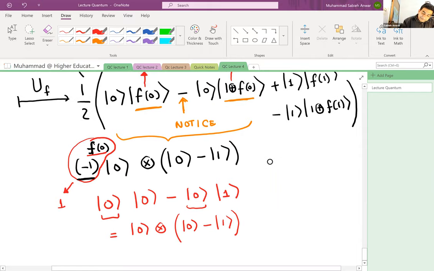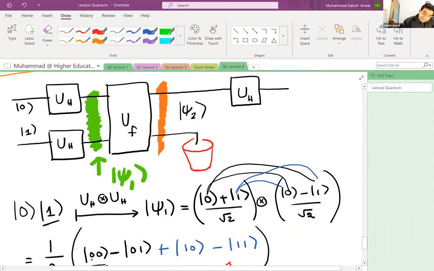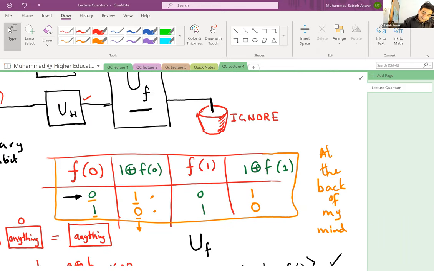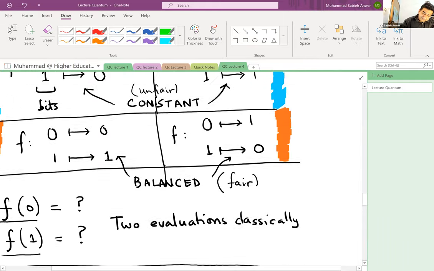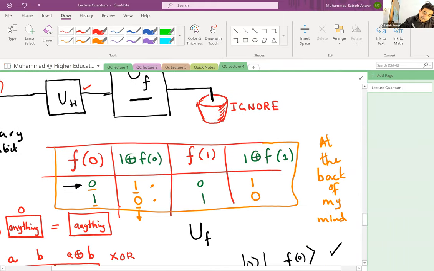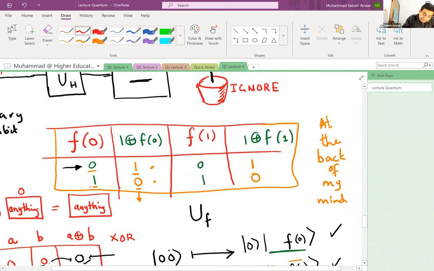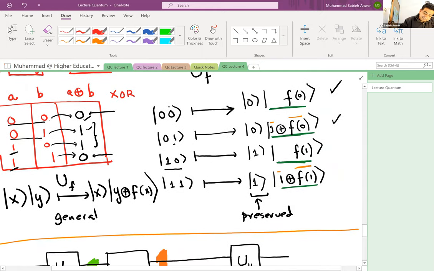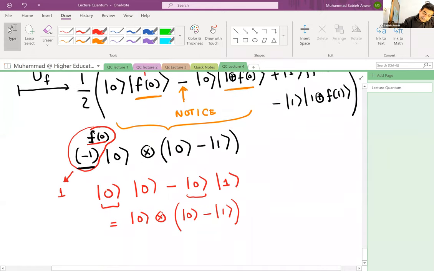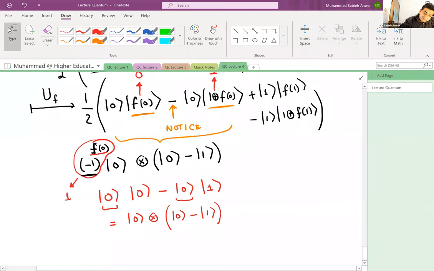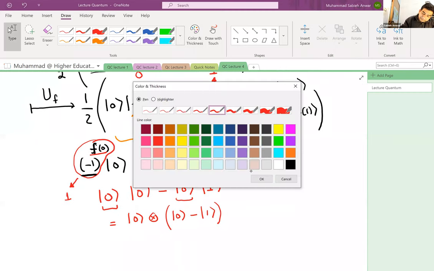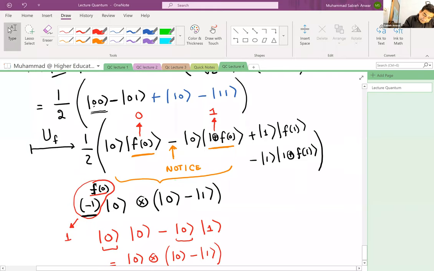However, if my F0, which is over here, where is it gone? If I consider this row, if my F0 is 1, then my 1 plus F0 is going to be 0. Then let's see what's going to happen. The second scenario. In the second scenario, if F0 is 1, which I'm putting in green, then my 1 plus F0 is going to be 0.